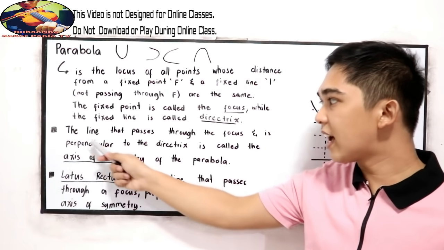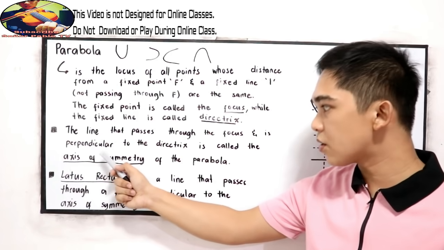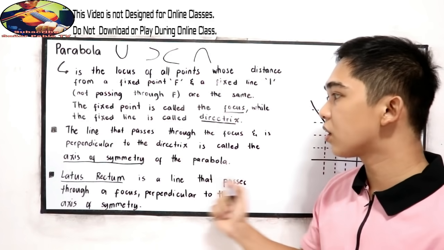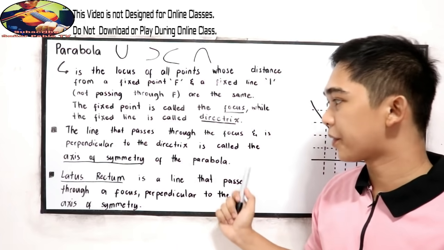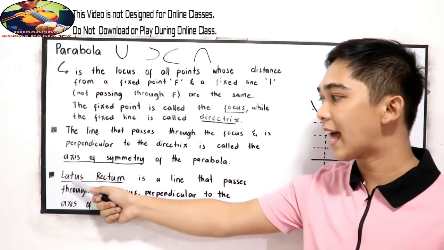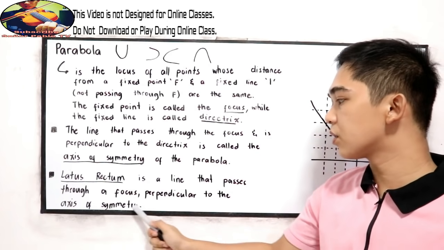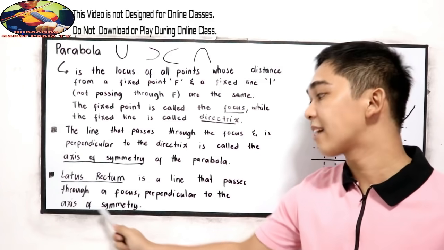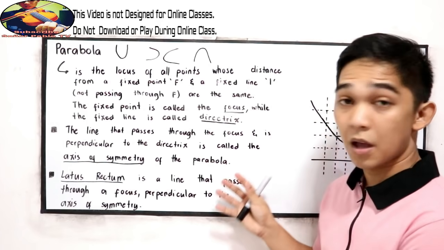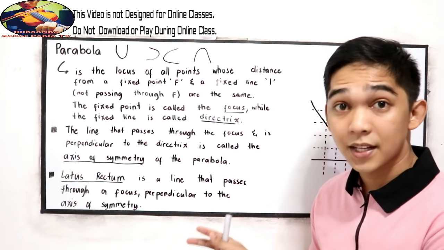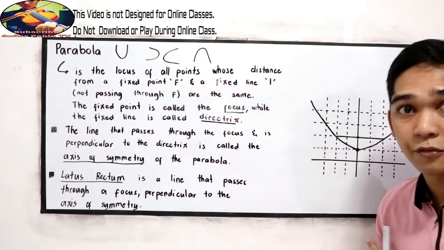Note, the line that passes through the focus and is perpendicular to the directrix is called the axis of symmetry of the parabola. And the latus rectum is the line that passes through the focus perpendicular to the axis of symmetry. Okay, to better understand those mathematical terms, let us locate them in our Cartesian plane and our graph.